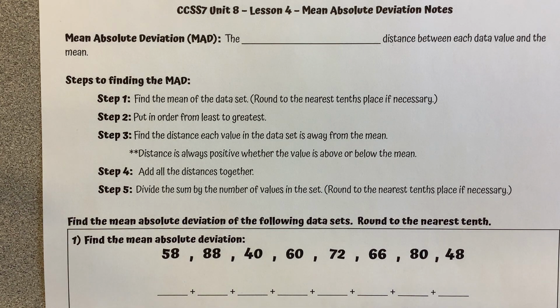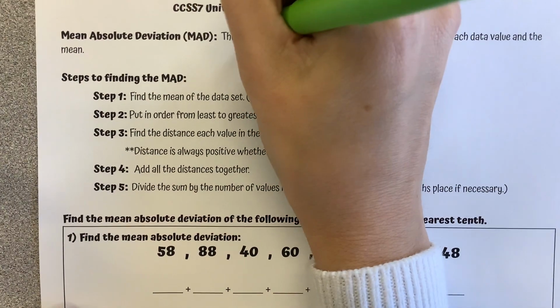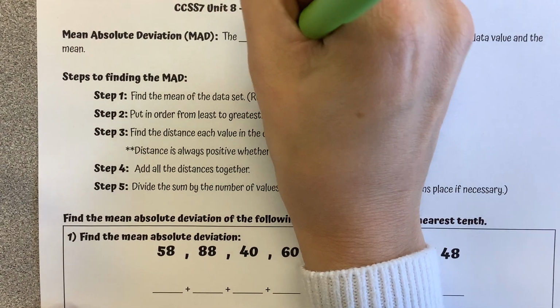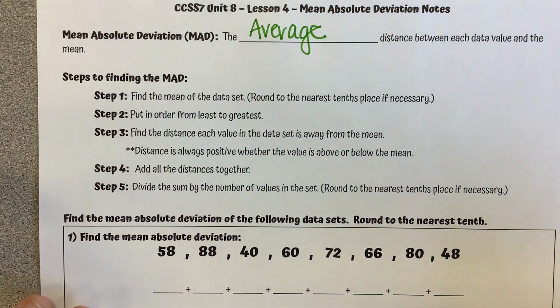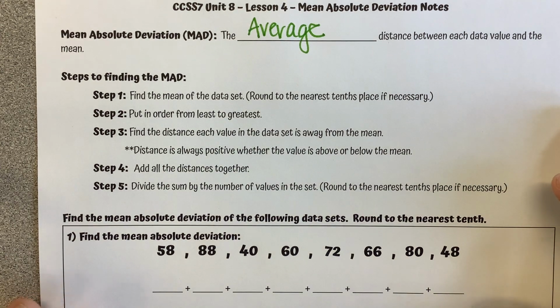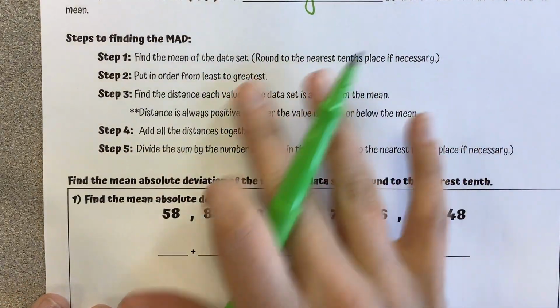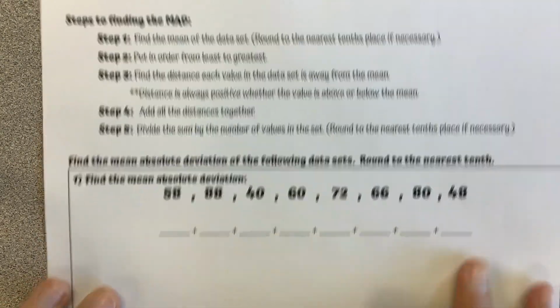So the mean absolute deviation is the average distance between each data value and the mean. We are going to find the mean, and then figure out, on average, how far each number is away from that mean, to see if the data is really spread out from each other, or if everything is relatively close and similar. We've got some steps up here. It's going to make more sense when we actually put it into action.